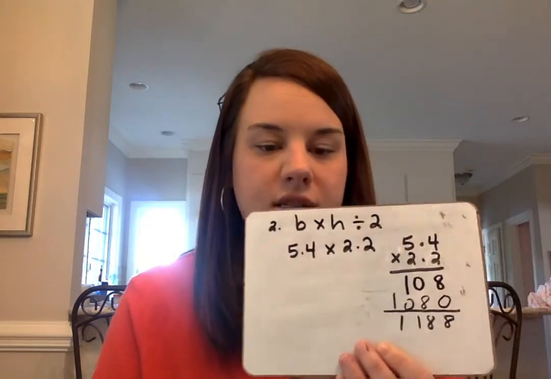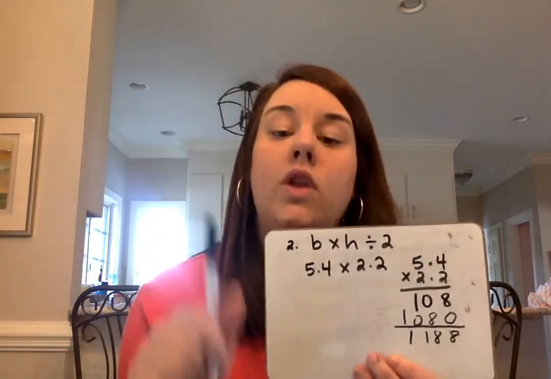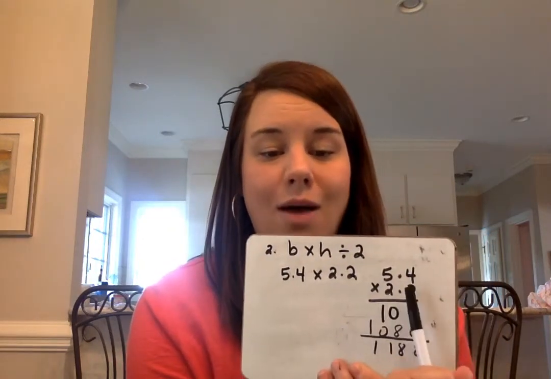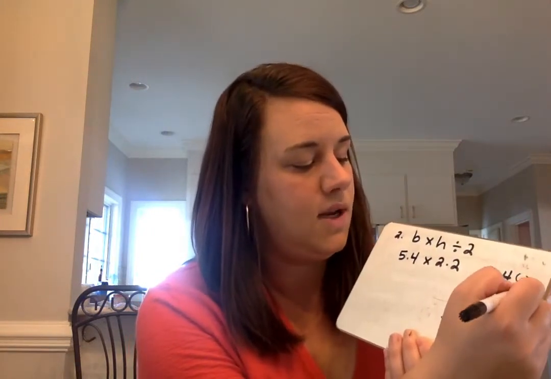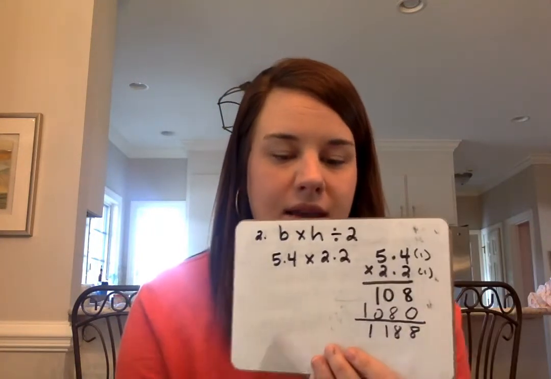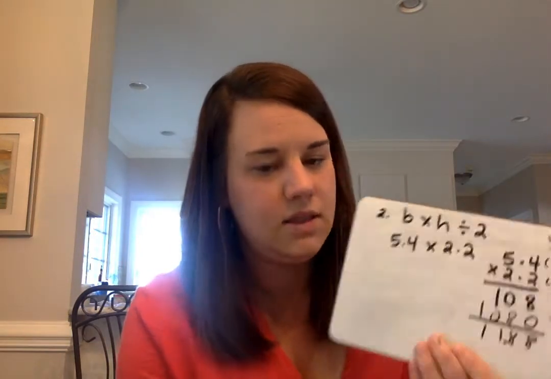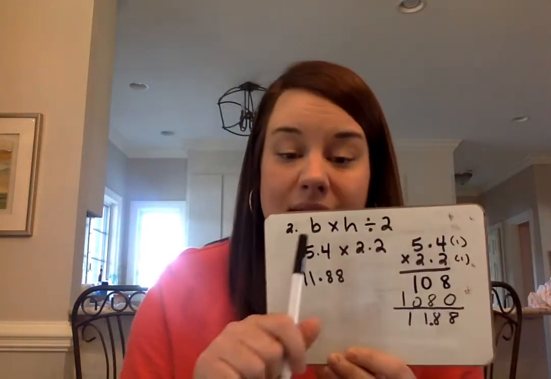Okay, so I've got 4 digits here because I had 4 digits that I was multiplying up here at the top. When you need to put your decimal in your answer when you multiply, you have to count how many numbers are behind the decimal in the problem. There's 1 here, and there's 1 here. So 2 numbers behind the decimal in the problem, so 2 numbers behind the decimal in the answer. So base times height gives us the answer 11.88, okay?